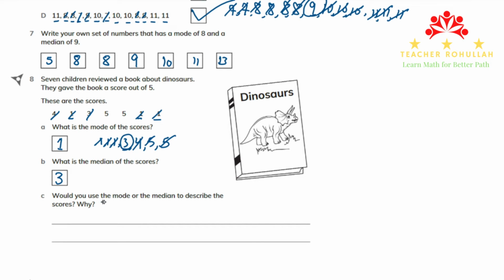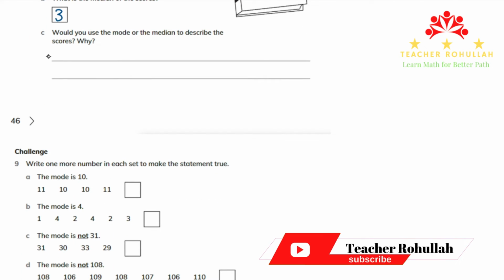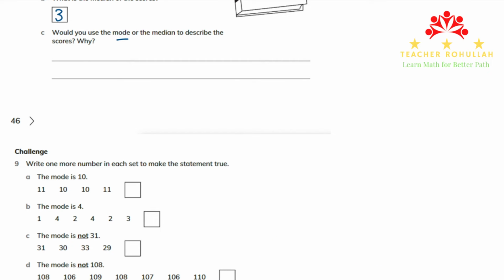Part C says, would you use the mode or the median to describe the scores and why? I think to describe the scores, let me scroll a bit up. Okay. So now let me read the question again. It says, would you use the mode or the median to describe the score and why? I can say I will use the median.